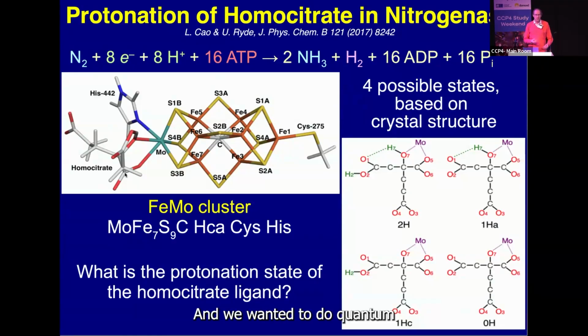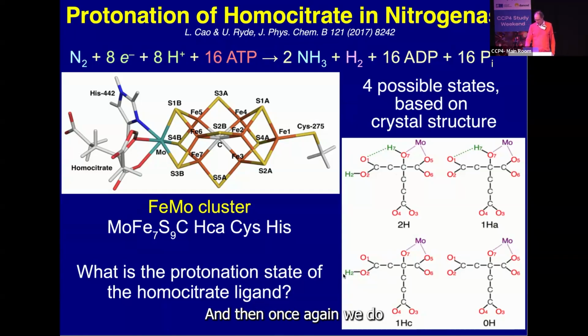And we wanted to do quantum chemical studies of this, and then we need to know exactly where the protons are in the structure, and especially we need to know the protonation state of homocitrate. And homocitrate contains 3 carboxylate groups and then an alcohol. So you could imagine that it's 3-, but then the alcohol is binding to the metal, so it could be deprotonated, so 4-. And then if you look at the structure close to it, it looks like one of the carboxylate groups might be protonated. So we have 4 possible protonation states.